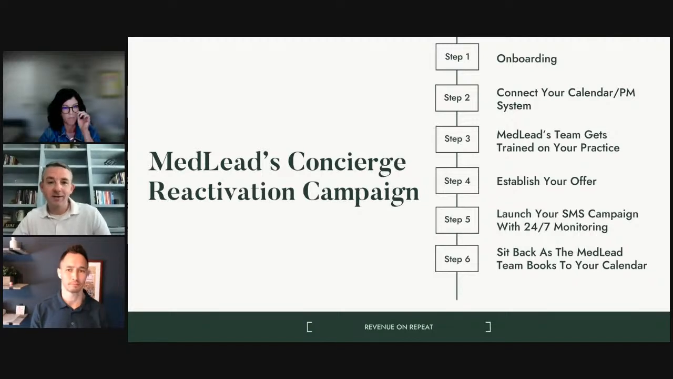Thanks, Hillary. Yeah, so like Hillary was saying, let's start with just talking about the change from email to SMS and why this is so effective right now. Like she was saying, SMS is obviously a much higher response rate. For years we did email reactivations. It is very clearly the winner now to do SMS.